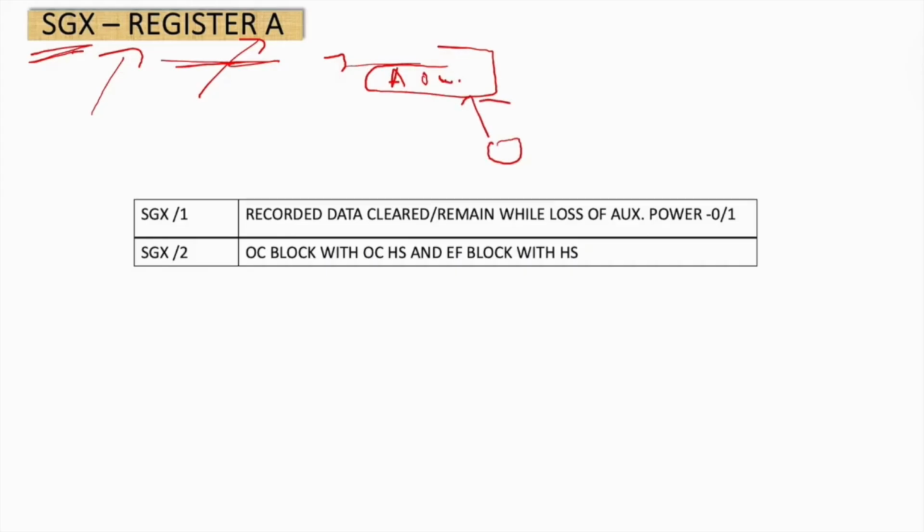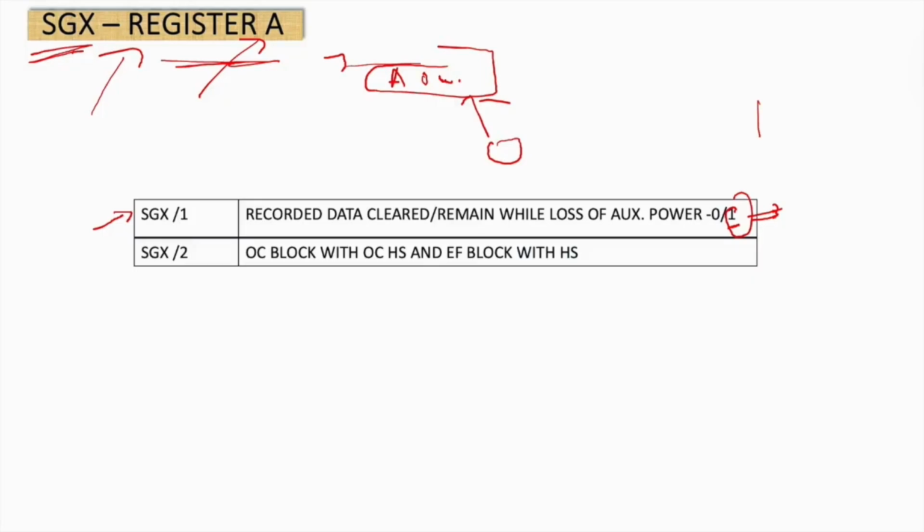There are two things in it. The first is SGX1. What SGX1 means is that all your tripping records will be lost if your DC supply goes out. But if you want to keep them, you need to set it to 1. So, what will happen is that they will remain if your supply goes out and the DC supply comes back after a while.